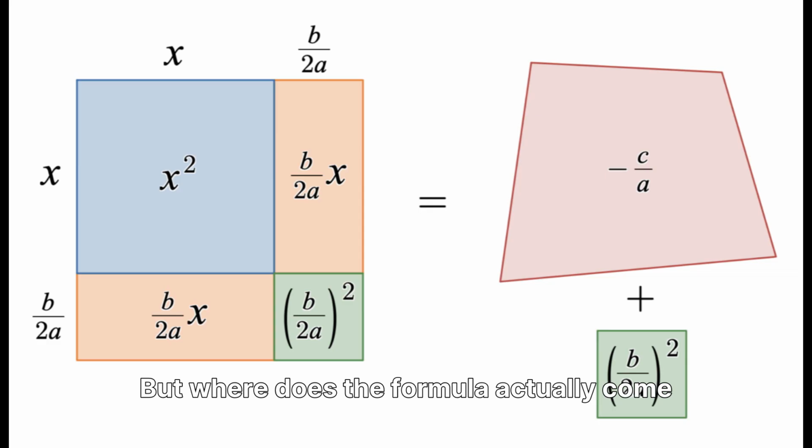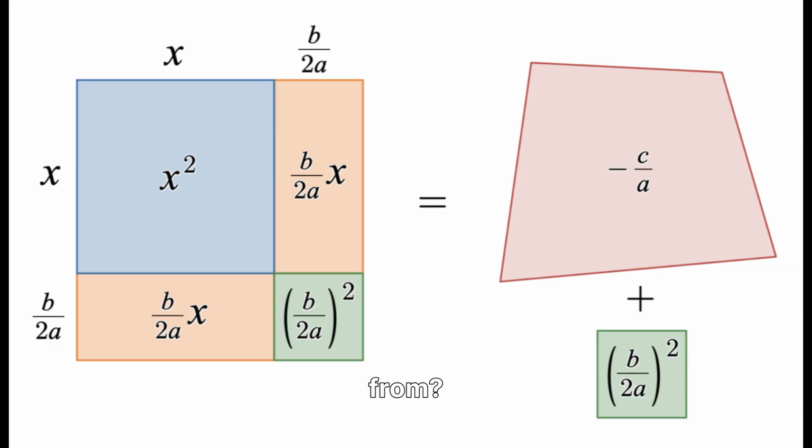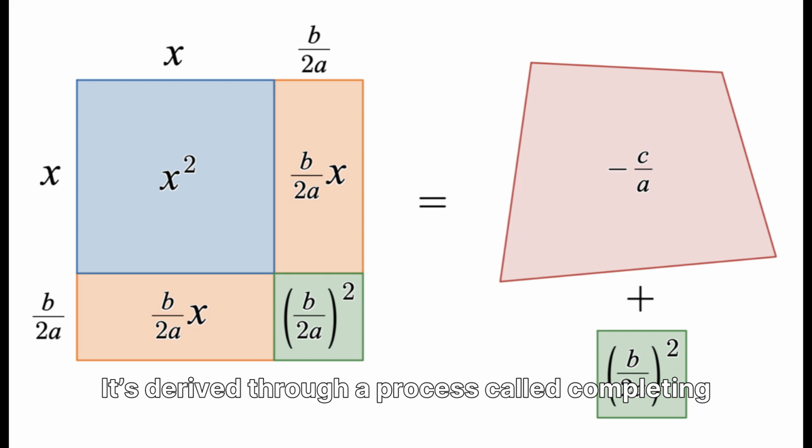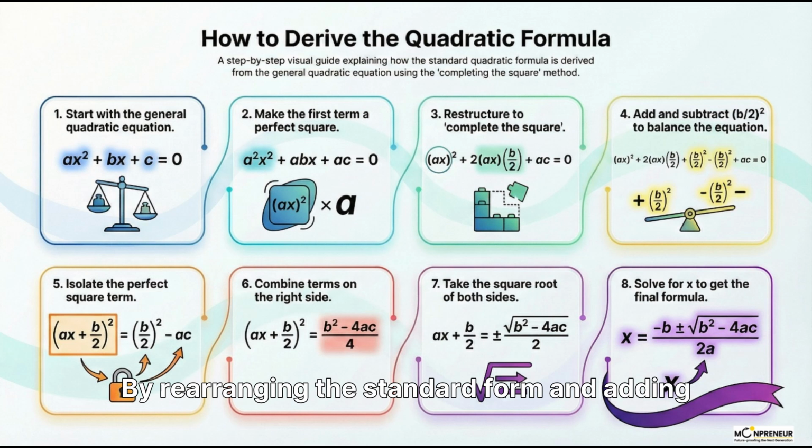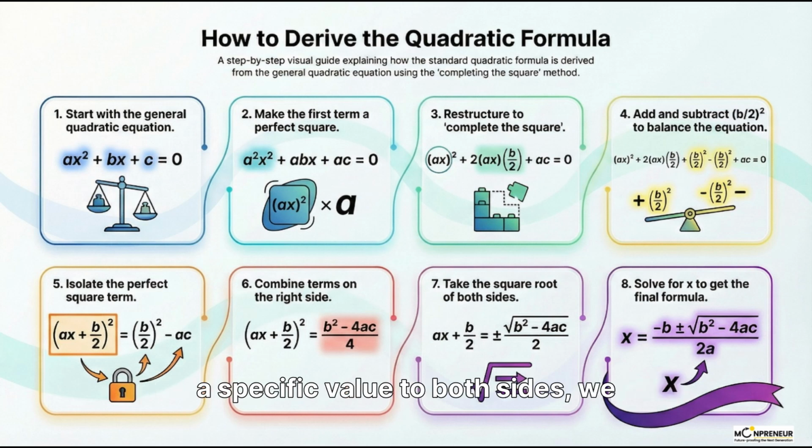But where does the formula actually come from? It's derived through a process called completing the square, a clever bit of algebraic gymnastics. By rearranging the standard form and adding a specific value to both sides, we create a perfect square, allowing us to solve for x and reveal the formula hidden within.